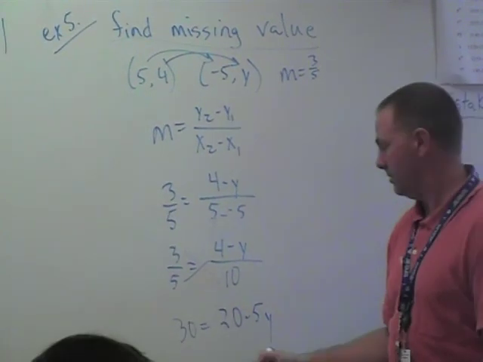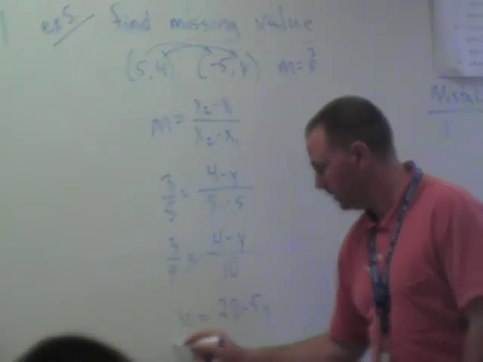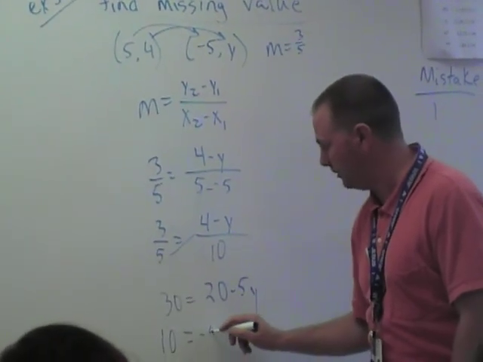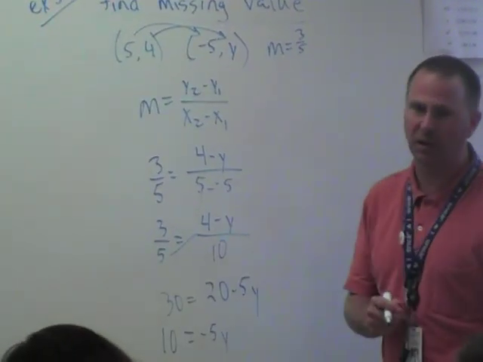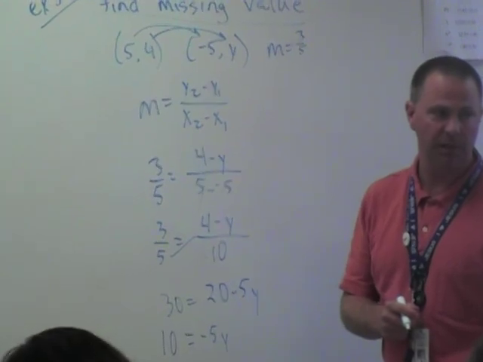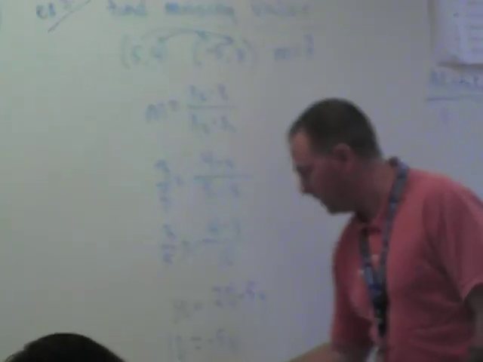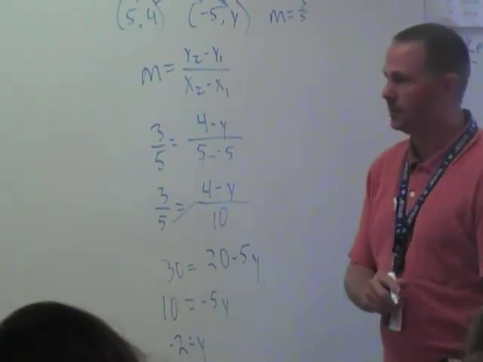Subtract 20, you get 10 equals negative 5y. The minus sign doesn't fall off, just to refresh your memory. Divide by negative 5, y is negative 2.